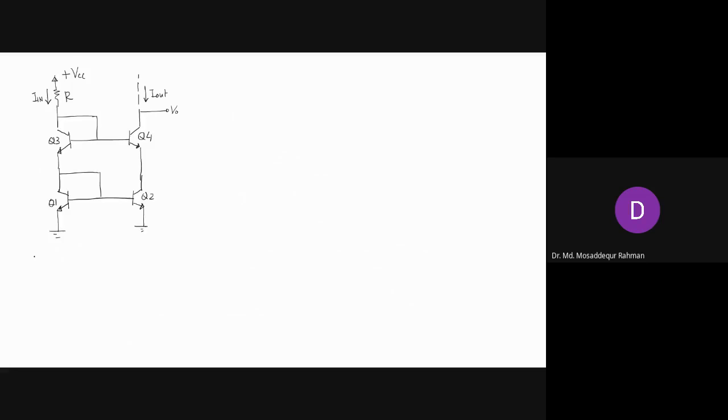So this is known as the cascode current mirror. You remember the cascode amplifier, we had the common emitter, then we had the common base, right? So this is similar, right? So two current mirrors on top of one another, or cascode current mirror.